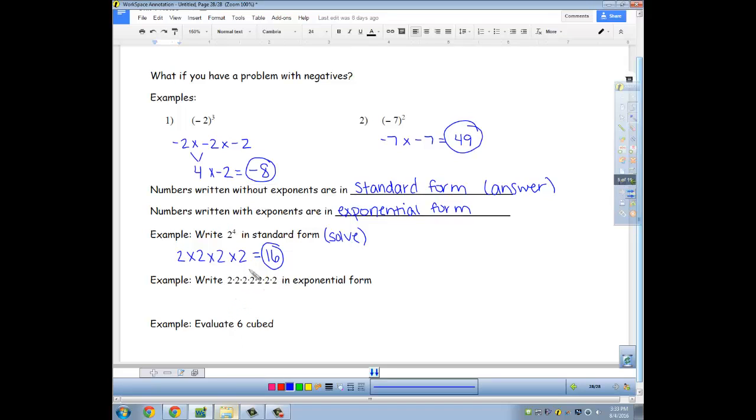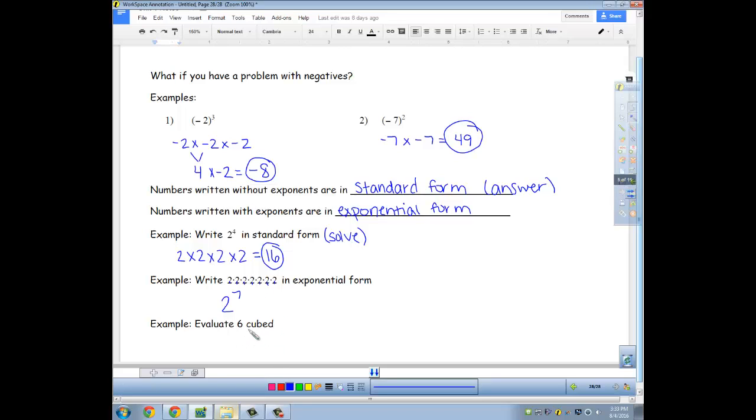Next, write all these 2's in exponential form. So I know 2 is my base because that's the number that's repeating. I just need to see how many times it's repeating. So 1, 2, 3, 4, 5, 6, 7. So that's my exponent. And I'm done.